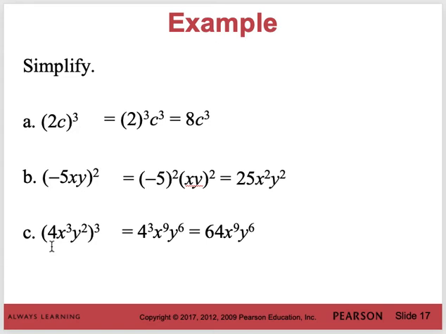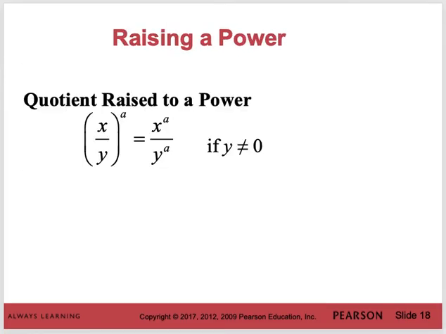I would raise 4 to the third power, x to the third power, and y squared to the third power. That would give me x to the 9, y to the 6, and 4 raised to the third power is 4 times 4 times 4, which is 64. If we are raising a quotient to a power, so we have a division problem that is being raised to a power, again, you distribute that power to both values, x raised to the a power and y raised to the a power, as long as the denominator is not equal to 0.